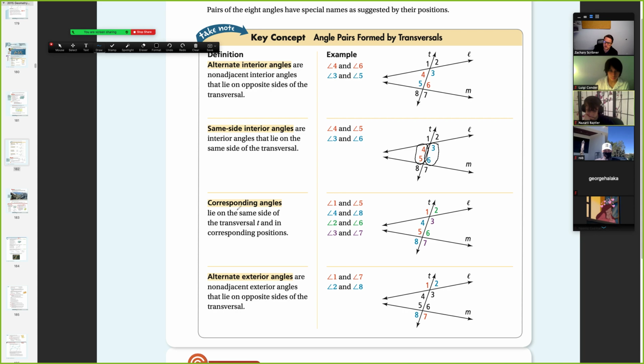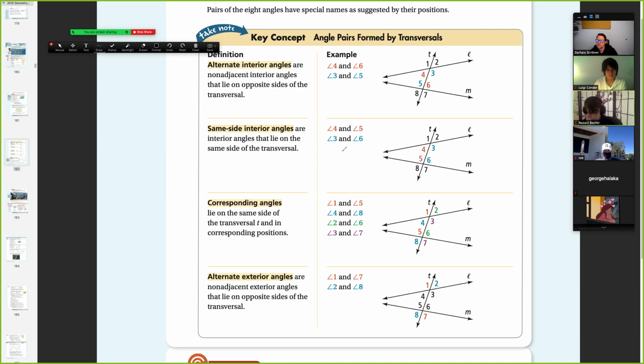What are corresponding angles? They are on the same side of the transversal and in corresponding positions. What do we mean by corresponding positions? We mean here 2 and 6, they're not both exterior, they're not both interior, however, they are corresponding. They're on the same side of the transversal and they correspond to the same position, meaning just above one line to the right. If these are 4 angles, 6 would be top right. If these are 4 angles, 2 would be top right. So they are in the corresponding or the same position as each other.